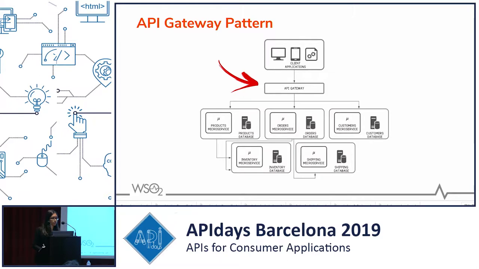In the API gateway pattern, you have the API gateway as an entry point to access your microservices. The API gateway will contain well-defined REST APIs that can expose your microservices, and it can enforce security, throttling, and other API management features. The API gateway is usually a part of an API management offering.